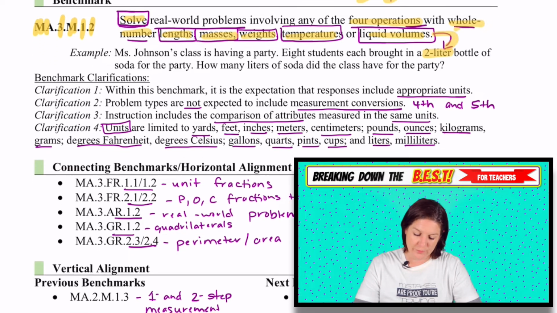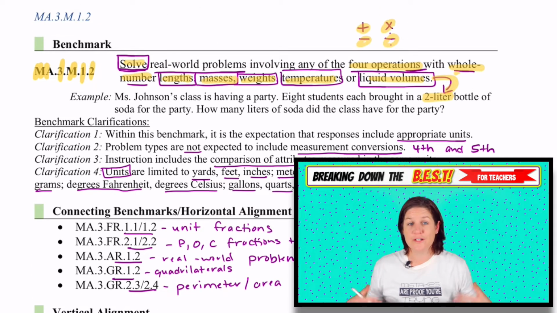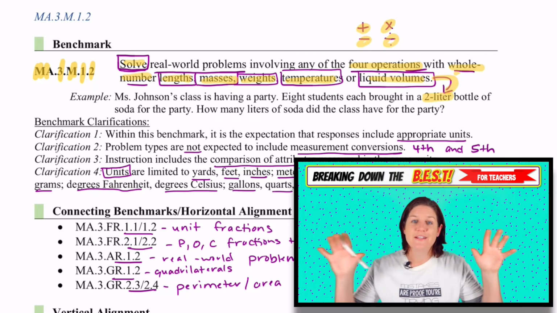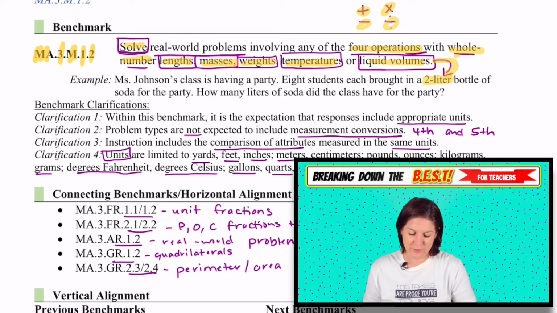of liquid volume. By the way, this document that I am marking up all over is not something that I created. This is something that the Florida Department of Education releases to the public. It's available for you to view, and I'm just showing you how I take what they provide to break down the standards in order for me to create resources that are strategically aligned to the standards for you, okay? That's all I'm doing here.